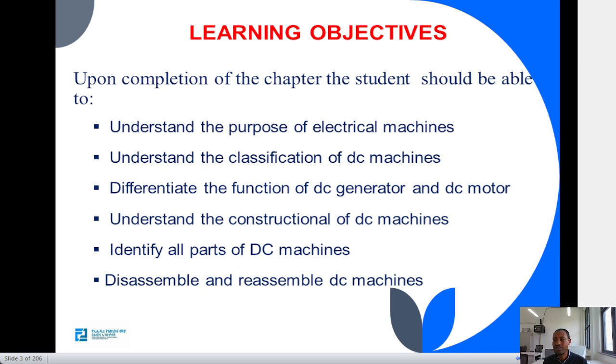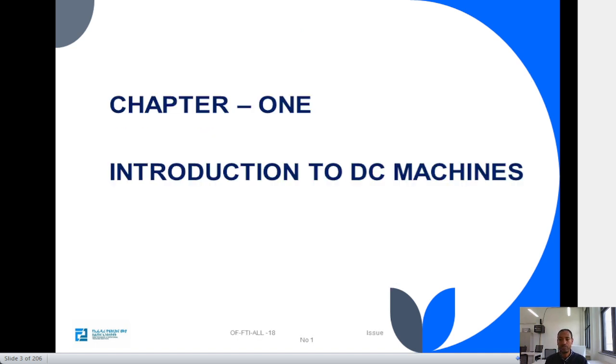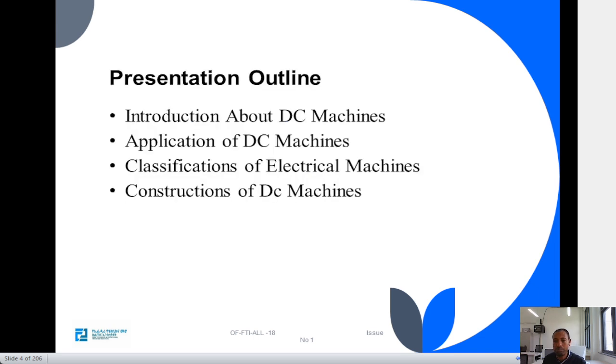course, you are expected to be able to understand the purpose of electrical machines and the classification of DC machines, meaning the types of DC machines, and to differentiate generators and motors. You should understand the construction of DC machines, identify their parts, and finally have knowledge of assembling and reassembling these DC machines. Today we'll continue in chapter 1, introduction of DC machines.